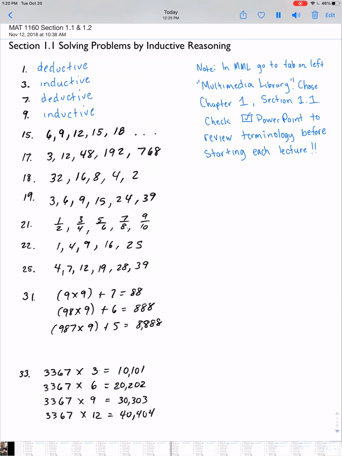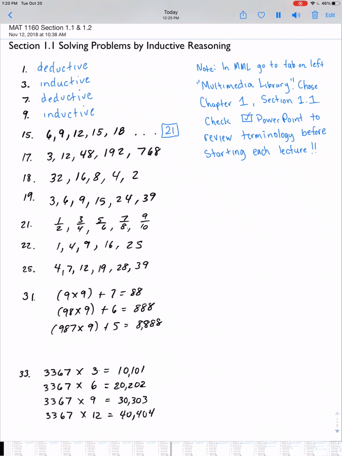Alright, so 6, 9, 12, 15. This one's a pretty easy case. You can see that it looks like we're going up 3 each time, plus 3, plus 3, plus 3. 18 plus 3 is 21, which is going to be the next term. Very basic.